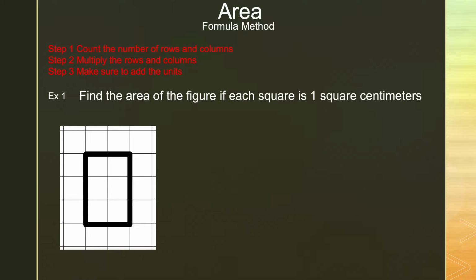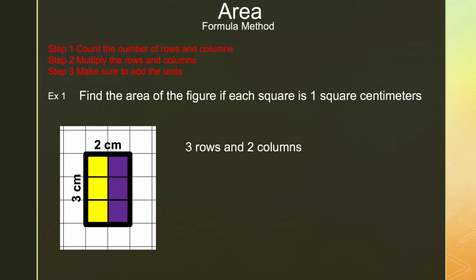And we're going to find the area of each figure if each square is 1 square centimeter, which just means the length and width is 1 centimeter. So as you can see, we have 3 rows because there are 3 different colors. So we're going to write 3 rows, which means the length is going to be 3 centimeters. Now with the columns, as you can see, there are 2 colors. So that means the width is 2 centimeters.